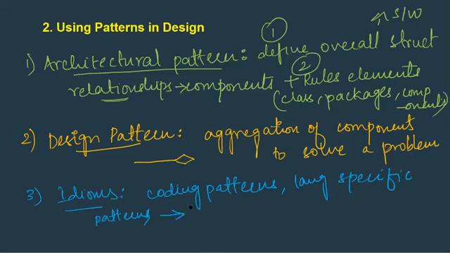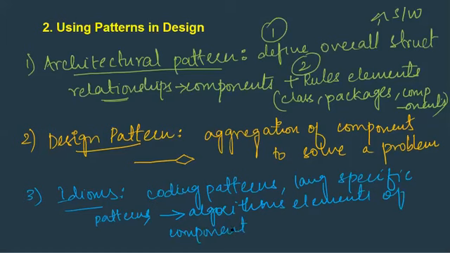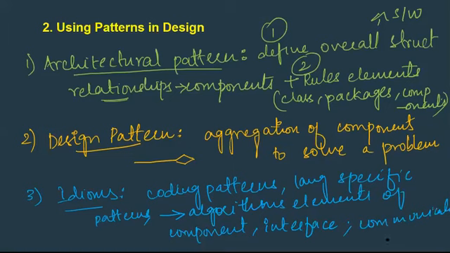Now these language specific patterns are going to implement algorithmic elements of a specific component. That is, you're making use of a particular algorithm for the execution of the task of a particular component. And within this, you're also going to identify the point of interaction, that is your interface, and how you're going to communicate between these different components. So these are the three patterns that are going to be used.